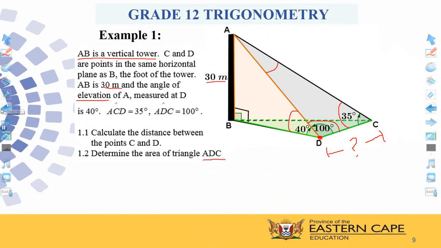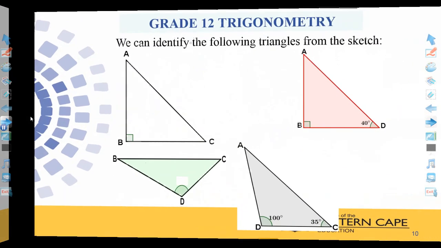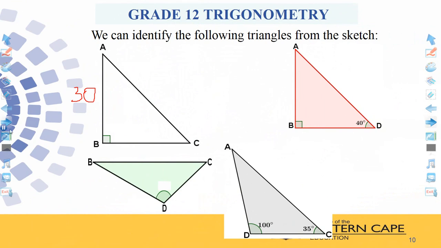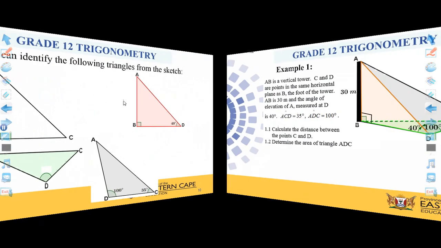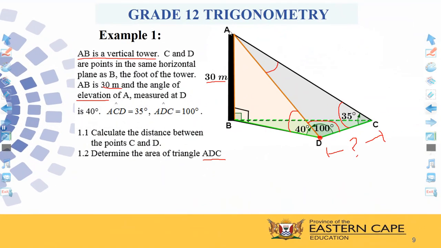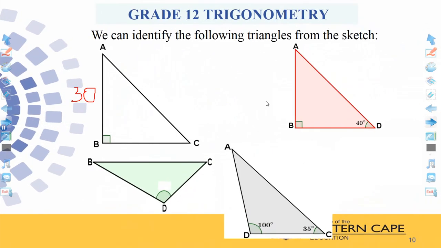And then the other triangle that I know is triangle ABD. Let me go to triangle ABD. What do I know about triangle ABD? I know this 30 as well as 40 degrees, which is already written. So I know two things at least there.